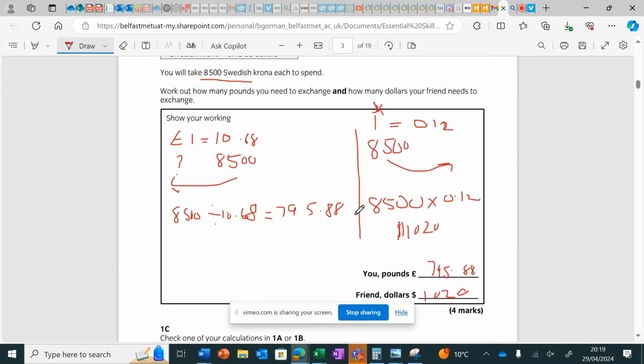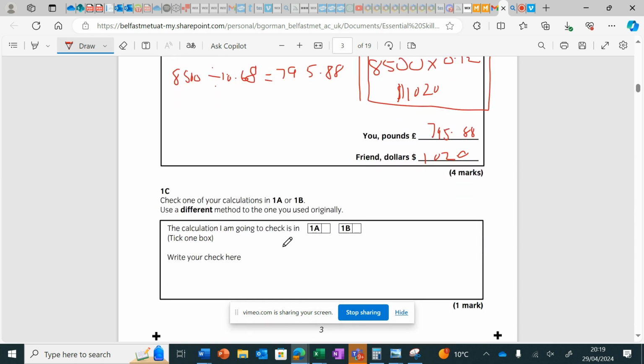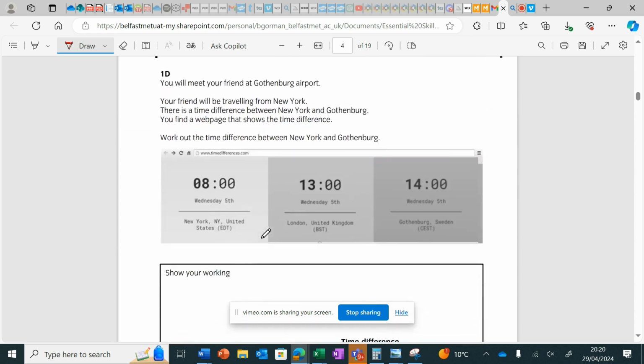Now it says do an inverse check. Well, I'll take one of these answers. I'll just take this one, 1B. It said do any calculation. Well, what we do is we write down the sum we originally did, so the examiner can see our work. And then we'll do a reverse check. We'll take the answer, and instead of dividing by 10.68, I'll do the opposite. I'll multiply by 10.68, and I should get back to where I started from. And there we go.